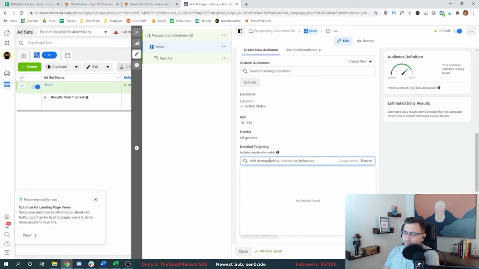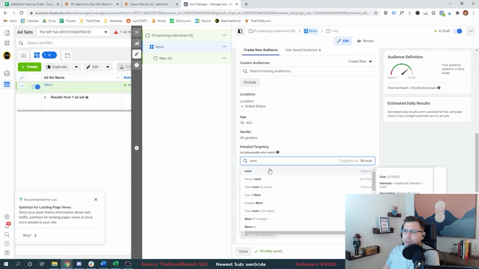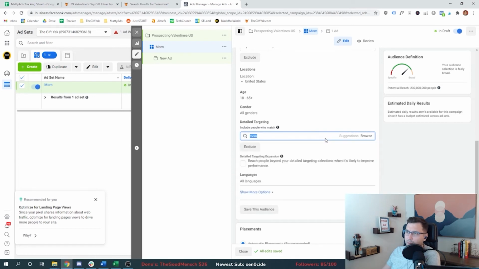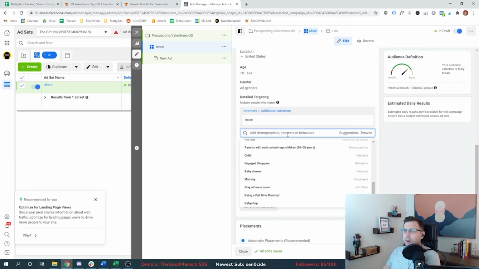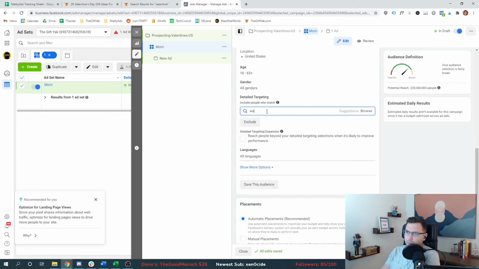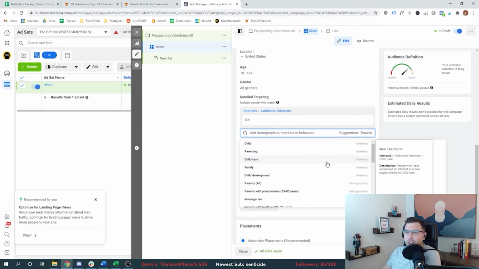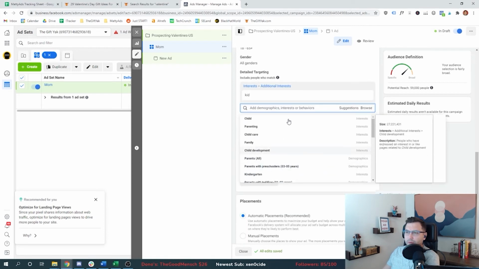So let's see if we can find anything about mom. So this is an interest in mom. It doesn't mean that they necessarily have a mom. They could be a mom. So let's try mom, and then we'll do suggestions. So if you put one in here and you do suggestions, you'll get some other options here. All right, so mom is probably not it. What about kid? Let's check some suggestions. So none of those. Those were all for like little kids.